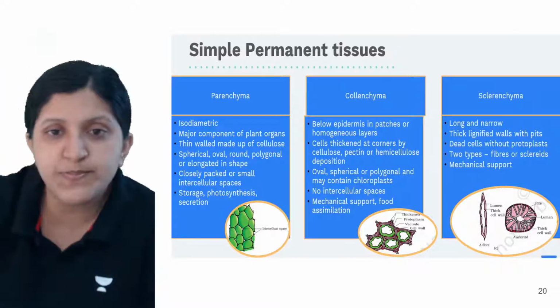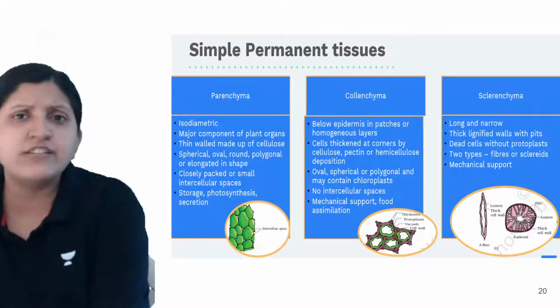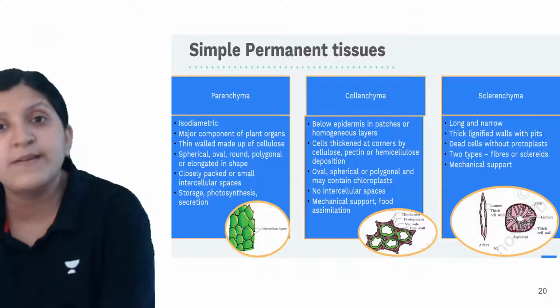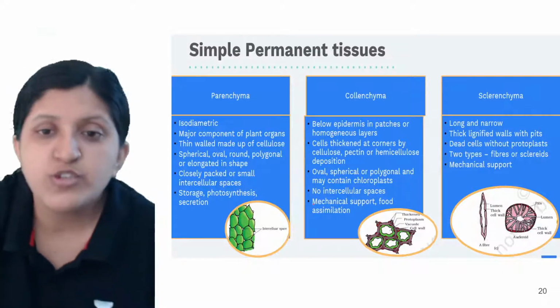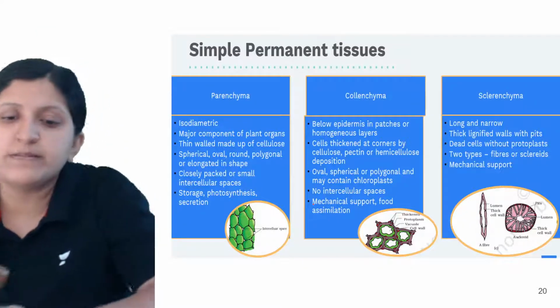So that is with respect to the parenchyma, but again a shape variation can be seen, depending on the type of function that it performs. So these are the major components of the plant.